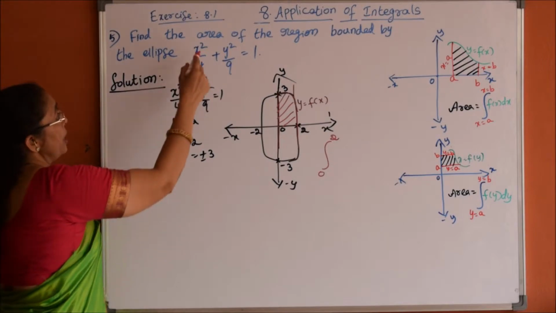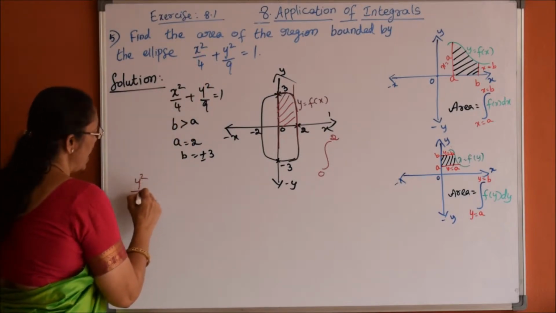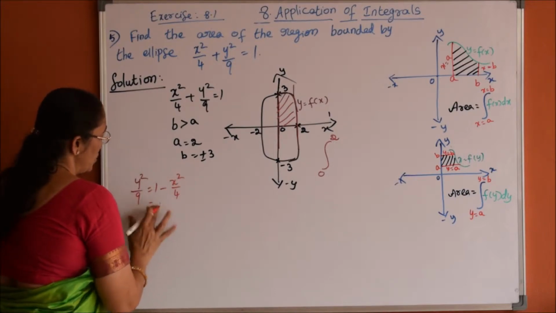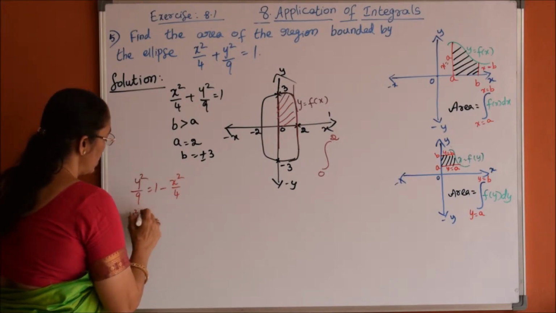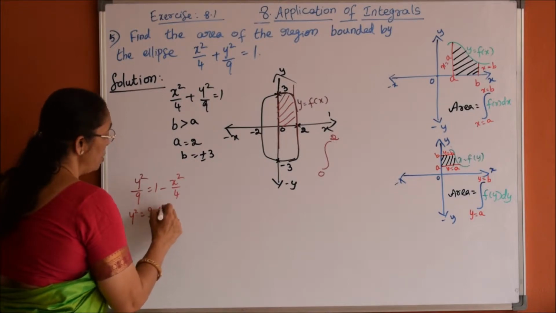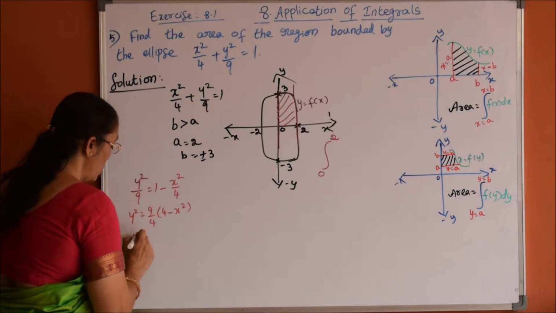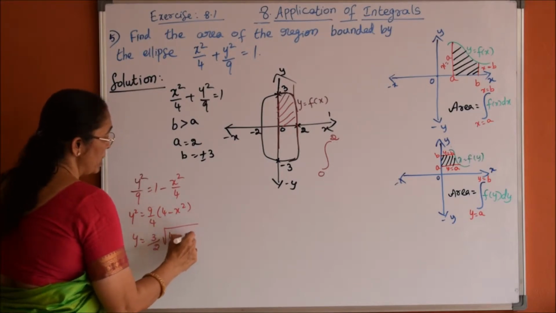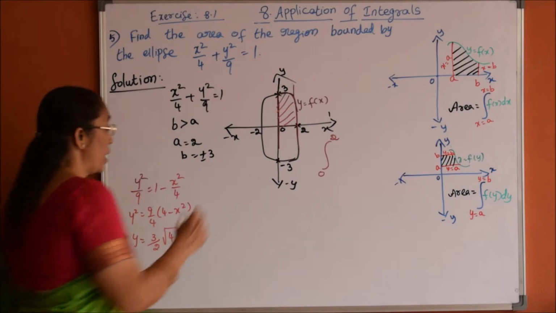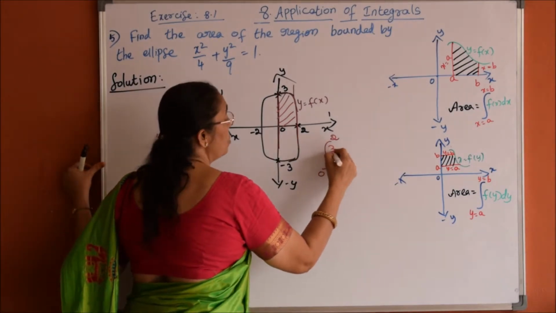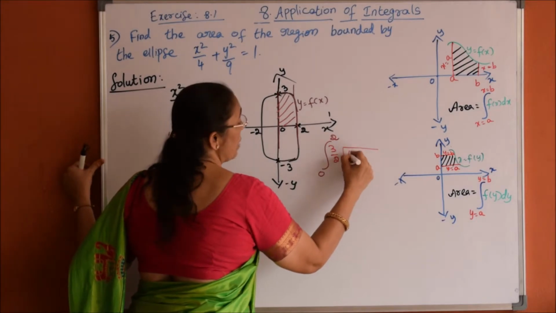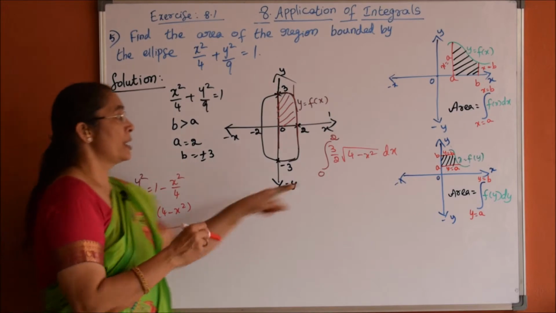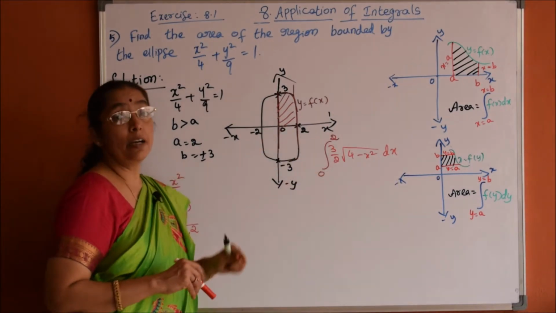Shall we find what y is from this? y square by 9 is equal to 1 minus x square by 4, which is nothing but y square equals 9 by 4 into 4 minus x square, or y is 3 divided by 2 root over 4 minus x square. So the y value is 3 by 2 root over 4 minus x square dx. Fine. And this is nothing but the area only in the first quadrant.